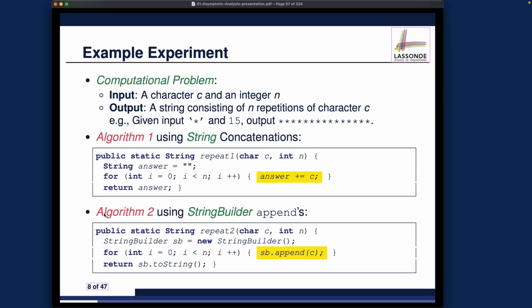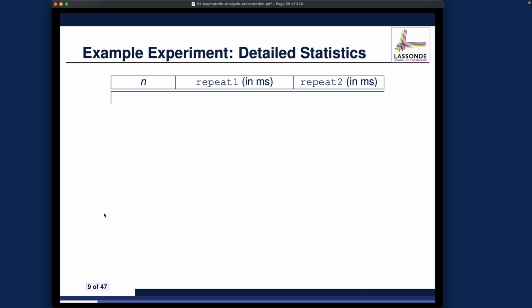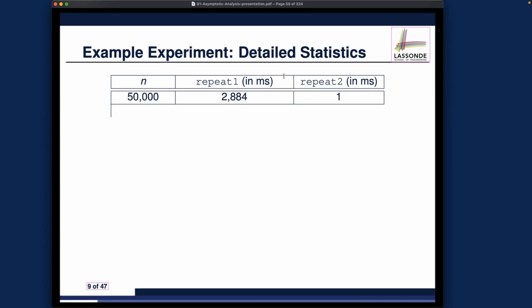Right, so these are the two algorithms I just explained. Let's see the statistical table. Repeat number one is the one using string concatenation, which uses more memory. And repeat number two uses the string builder append, which doesn't use any extra intermediate memory. Let's say we try to repeat some character 50,000 times. And in this case, it's in milliseconds that we talk about, right? Remember the elapsed time that we spoke about in the earlier slides.